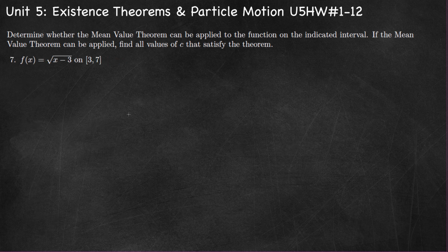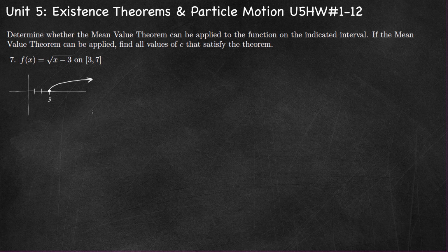Number 7, f of x equals the square root of x minus 3. We're working on the interval from 3 to 7. This one's not a polynomial function, so we should think about what the graph looks like to determine if it's continuous and differentiable on our interval. So here we have the parent square root function shifted 3 units to the right. So f of x looks like this.